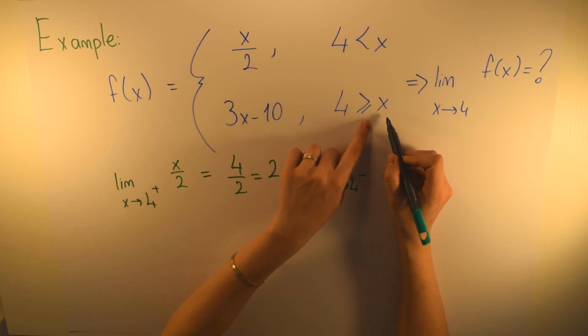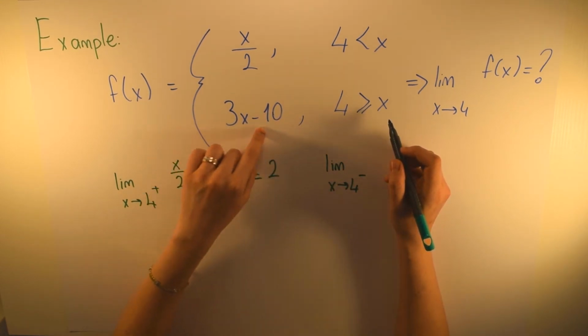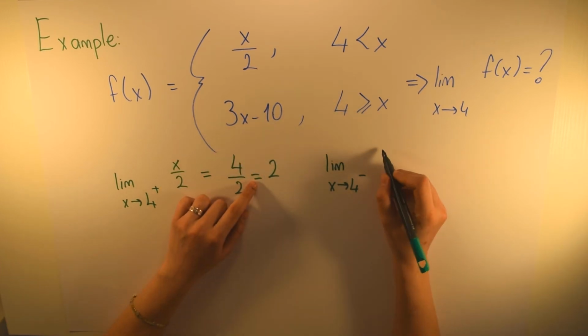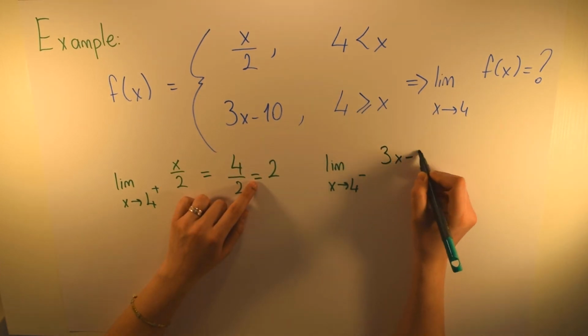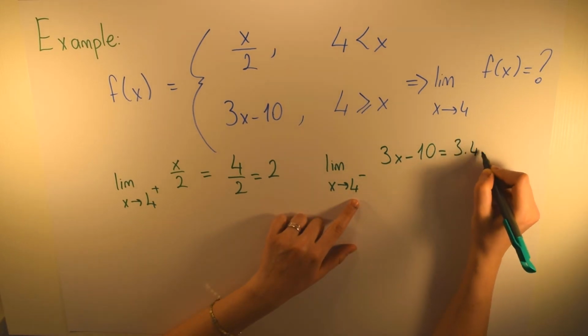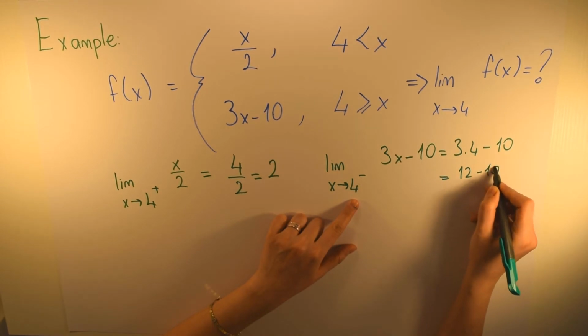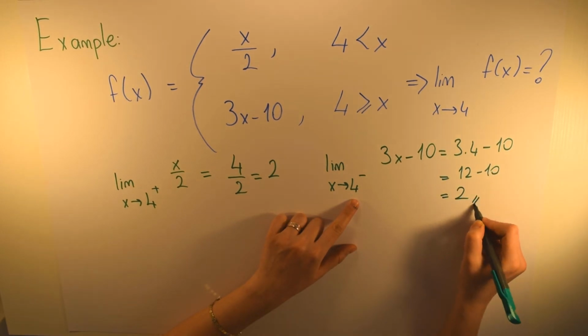As you can see here, x is less than 4, right? That's why we take this function. So it is equal to 3x minus 10. So here it's 3 times 4 minus 10. So this is 12 minus 10, and this is equal to 2.